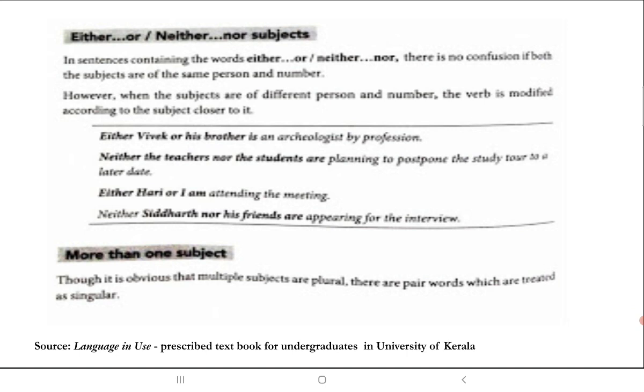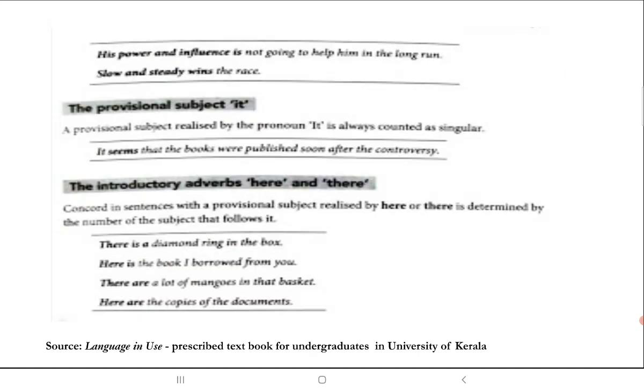Then what happens when more than one subject comes? Though it is obvious that multiple subjects are plural, there are pair words which are treated as singular. For example, you can see in these sentences, his power and influence is not going to help him in the long run. Power and influence are taken together, okay?